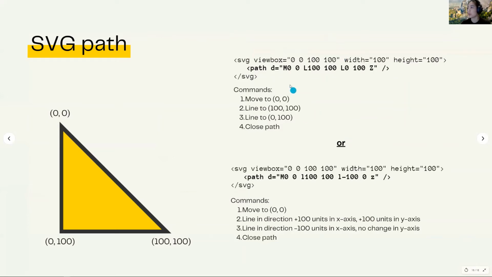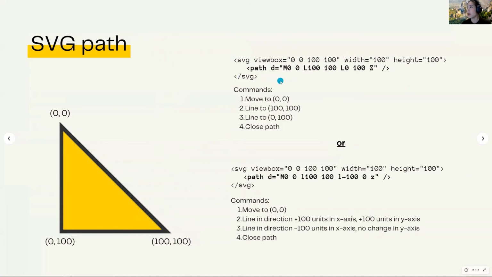The path begins at point 0, 0, and we know that because we've specified we want to move to the point 0, 0. From the point 0, 0, which is this point here, we then want to draw a line to the point 100, 100, which is this point down here. Because we're using the capital L, we know that we are specifically going to the point 100, 100, and we are drawing a line from 0, 0 to this new point.